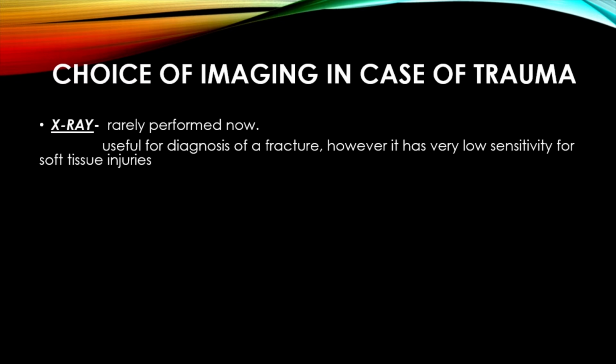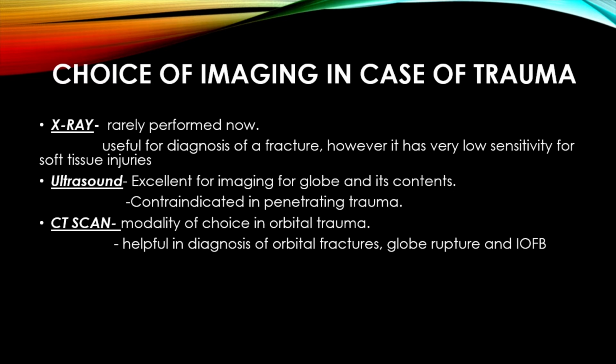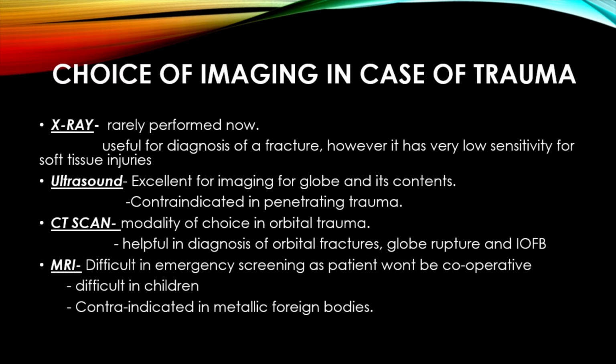First is X-ray. It is just used for diagnosis of a fracture, as it has very low sensitivity for soft tissue injuries. Ultrasound is excellent for imaging the globe and its contents. However, it is contraindicated in penetrating trauma, and it is done only if it's absolutely essential. CT scan is the modality of choice in orbital trauma, and it is helpful in diagnosis of orbital fractures, globe rupture, and IOFB. And MRI is difficult in emergency screening, as the patient won't be cooperative and may be claustrophobic. It is difficult in children, and it's contraindicated in metallic foreign bodies.